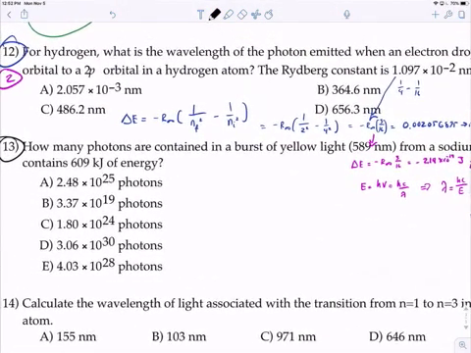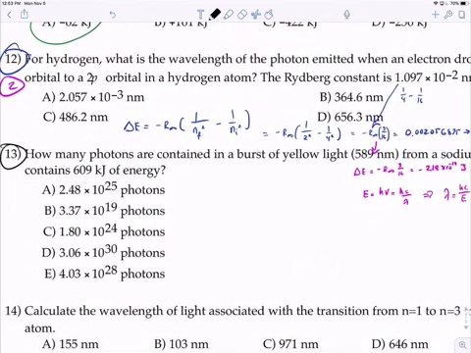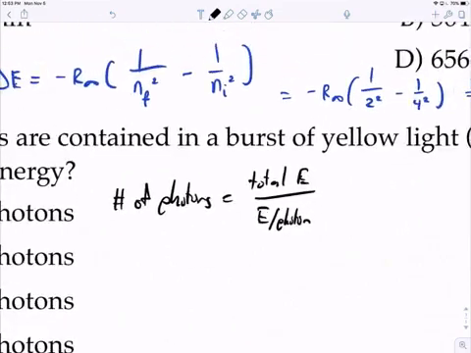How many photons are contained in a yellow burst of light at 589 nanometers from a sodium lamp that has 609 kilojoules of energy? It's a pretty big burst. Okay. So the number of photons is going to be the total energy divided by the energy per photon.